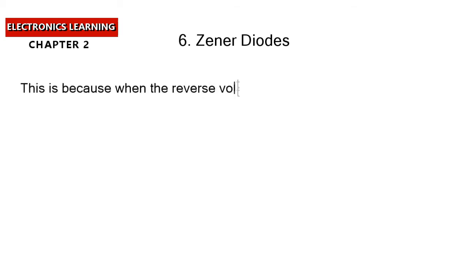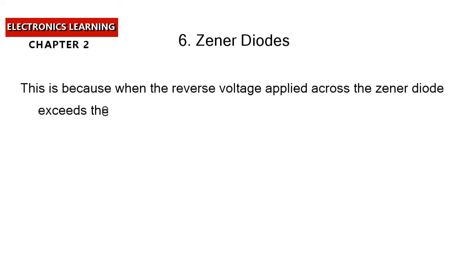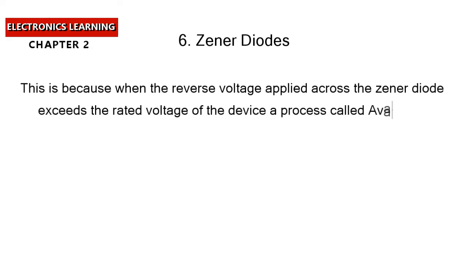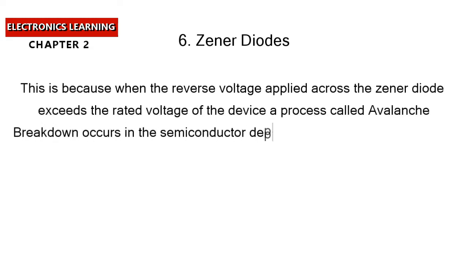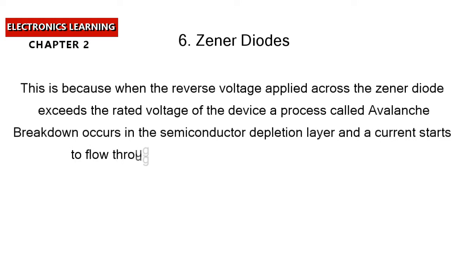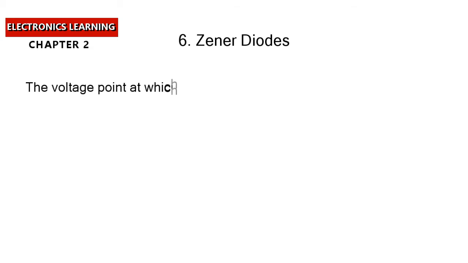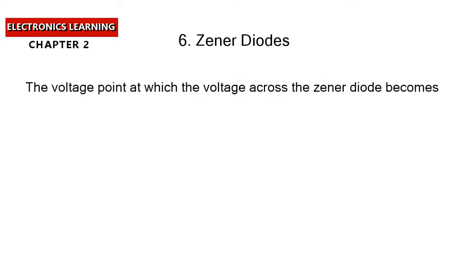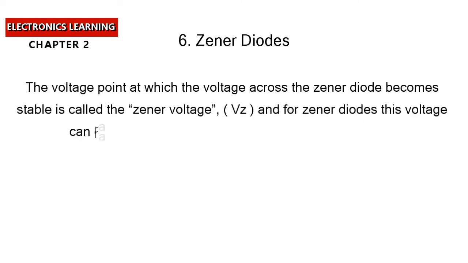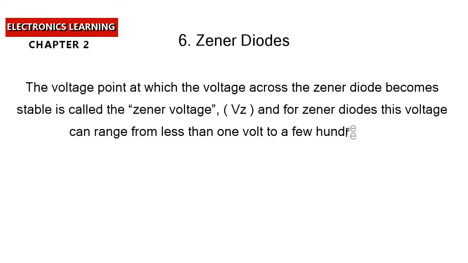This is because when the reverse voltage applied across the Zener diode exceeds the rated voltage of the device, a process called avalanche breakdown occurs in the semiconductor depletion layer, and a current starts to flow through the diode to limit this increase in voltage. The voltage point at which the voltage across the Zener diode becomes stable is called the Zener voltage, Vz, and for Zener diodes this voltage can range from less than 1 volt to a few hundred volts.